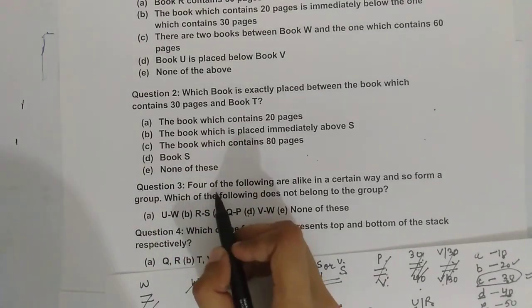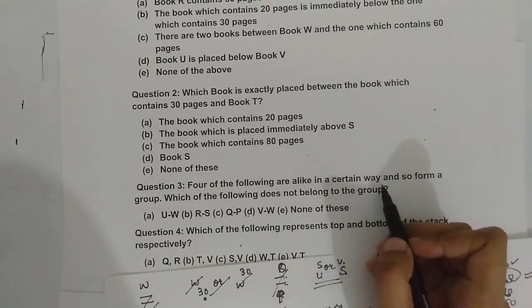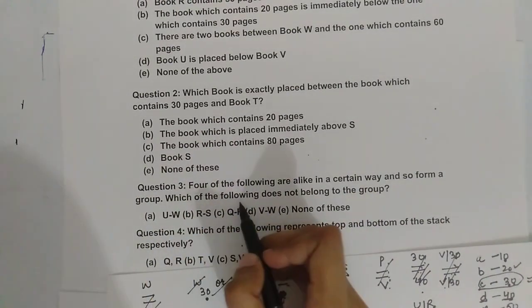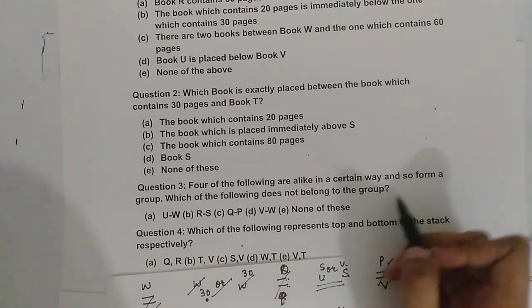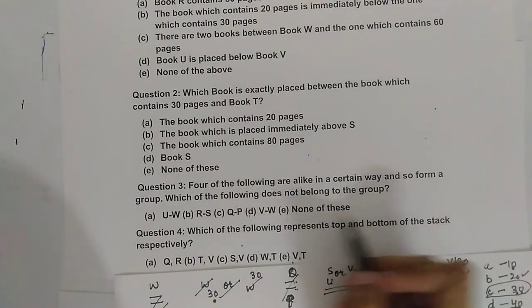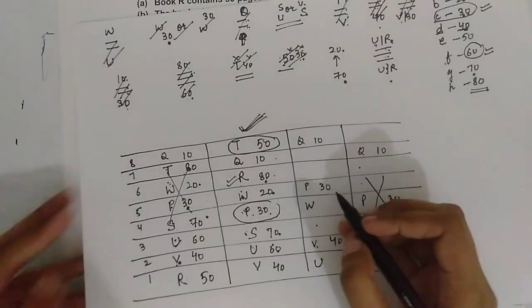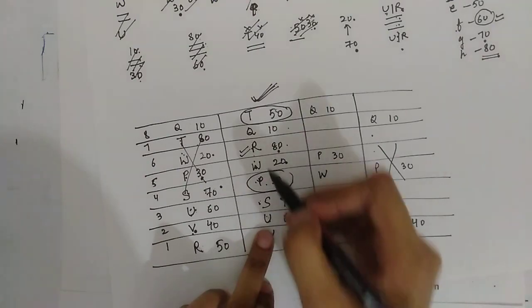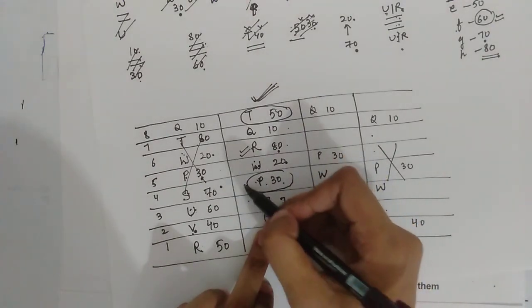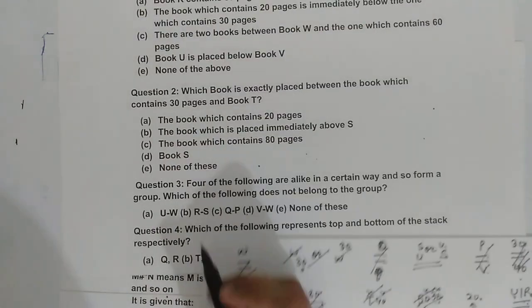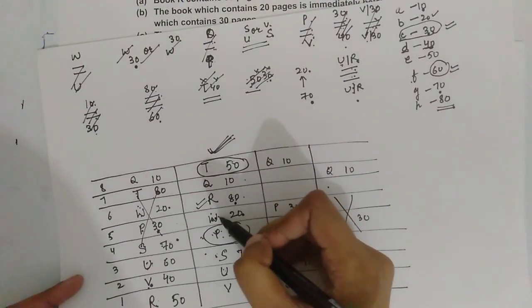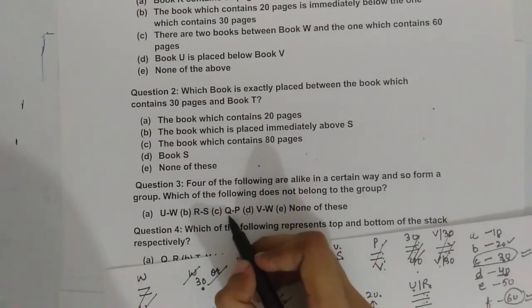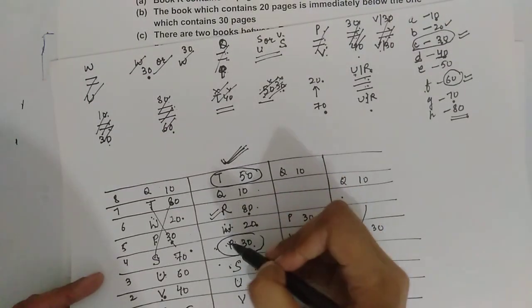See the next question. 4 of the following are alike in a certain way and so form a group. Which of the following does not belong to the group? You have to select the odd one out now. U, W. See what is the relation between U and W? Here it is U and here it is W. We can see that there are 2 books in between them. See the next. R, S. R and S have 2 books in between them. Q, P. Q and P also have 2 books in between them.